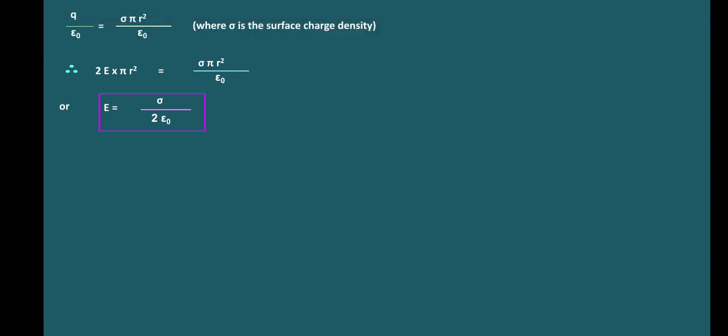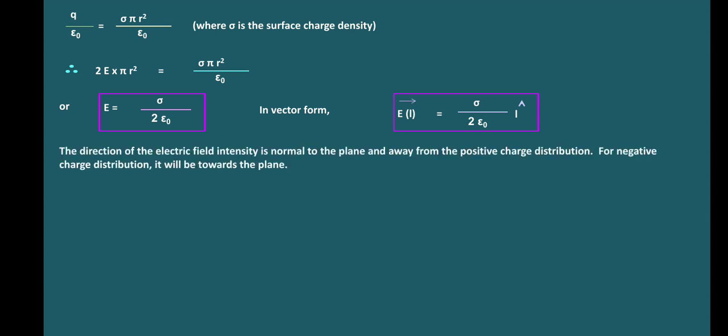The next, it can be written in vector form: E vector is equal to sigma divided by 2 epsilon naught i cap. Since it is along the x axis, we calculated it in i cap. If it is along the y axis, we will calculate it in j cap. Okay, so it is another 3 mark question. The direction of the electric field intensity is normal to the plane and away from the positive charge distribution. For negative charge distribution, it will be towards the plane.